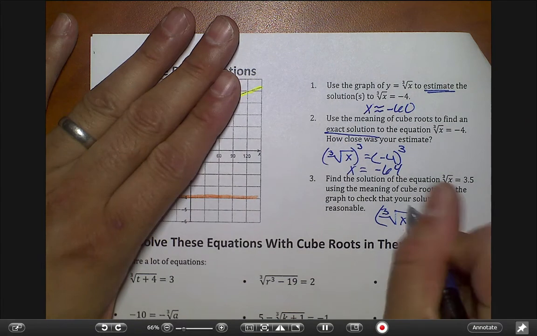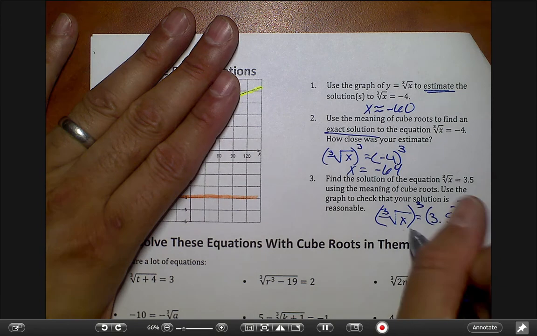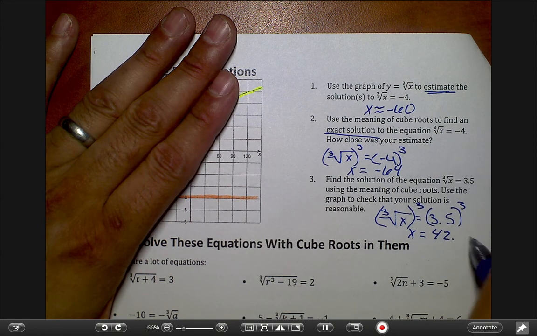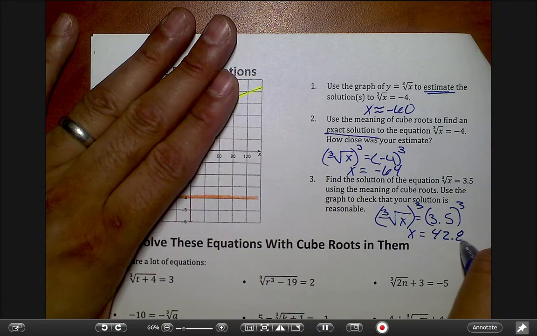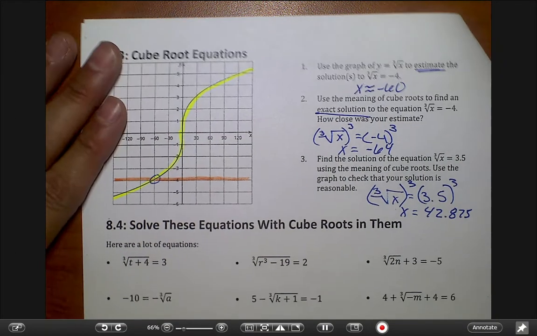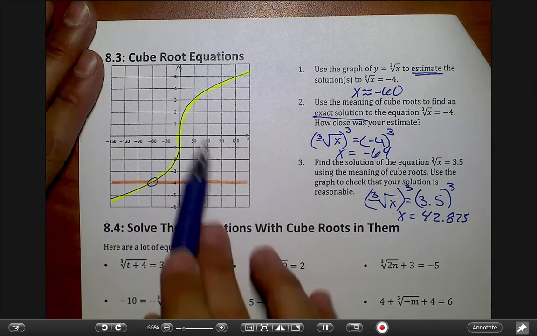All right, let's look. Raise both sides to the third power. So x equals 42.875. Like that? Okay. Now, if I'm going to check against my graph, I have 3.5.